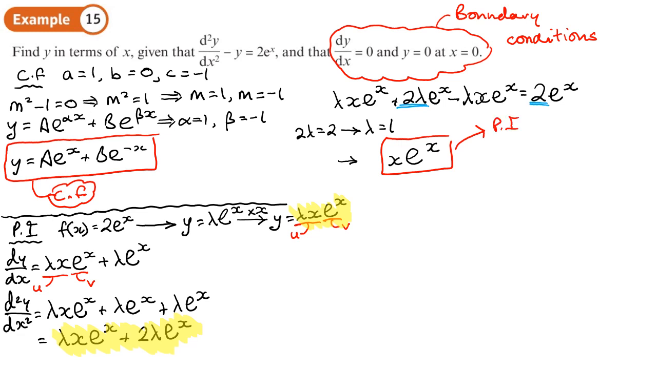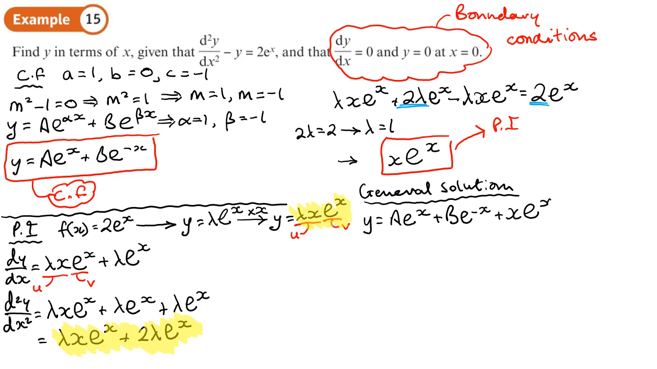So that is our particular integral. Now we'll write the general solution, which is our complementary function plus our particular integral. So that will be y equals a e to the x plus b e to the minus x plus x e to the x. Now we're going to find our particular solution, and we'll do that by doing the substitution.